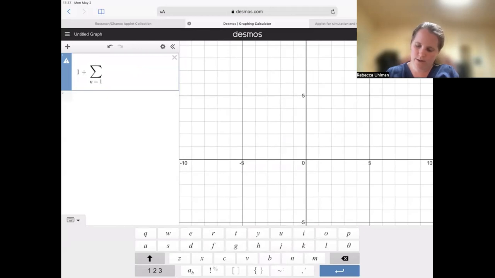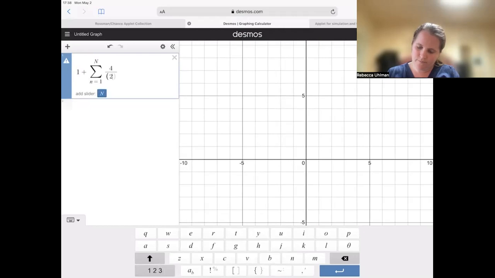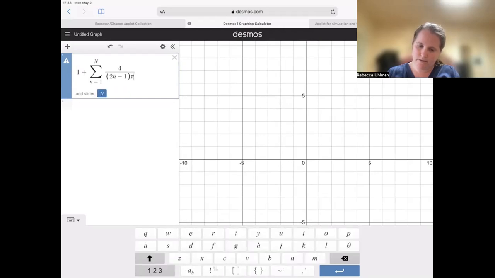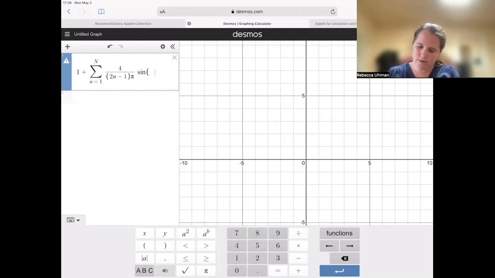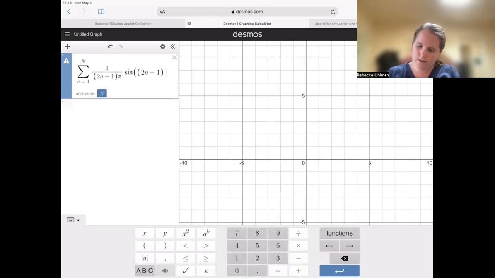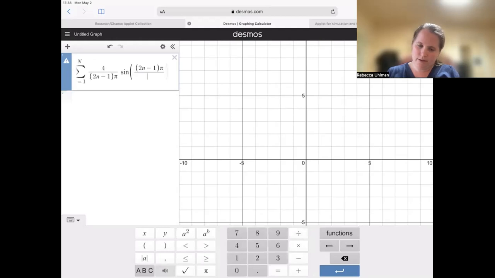So let's go from n equals 1 to capital N of, we had 4 over, in parentheses, 2 times n minus 1 times pi. And then that was all multiplying sine of 2n minus 1 times pi divided by 5, and then times x.